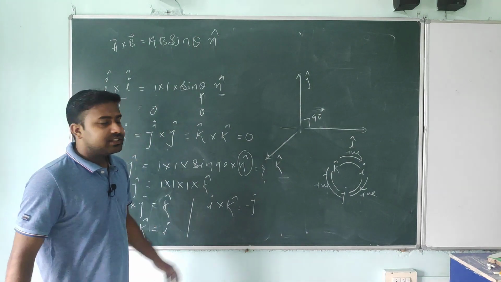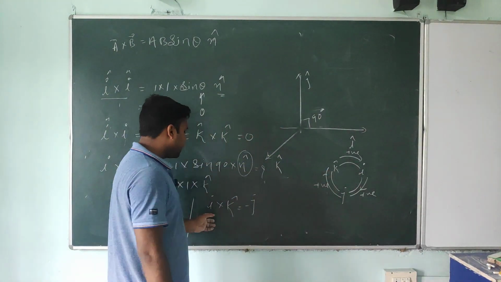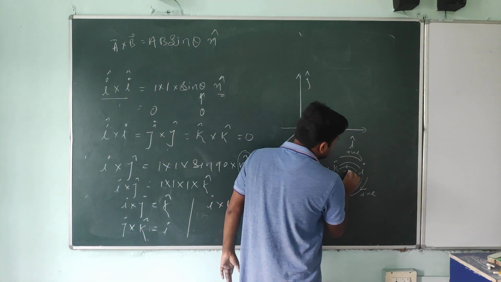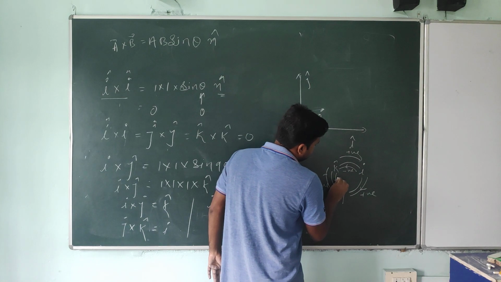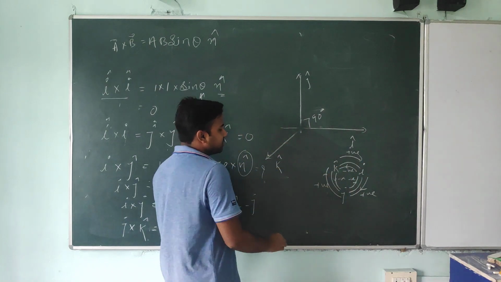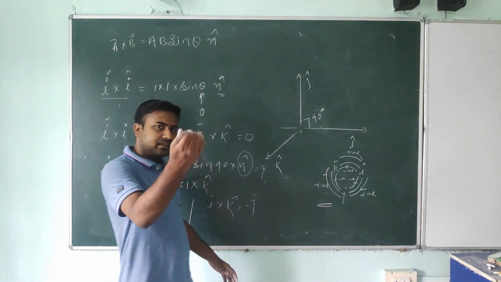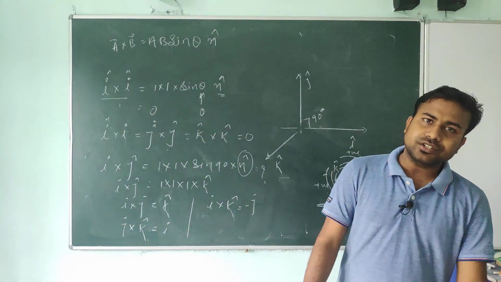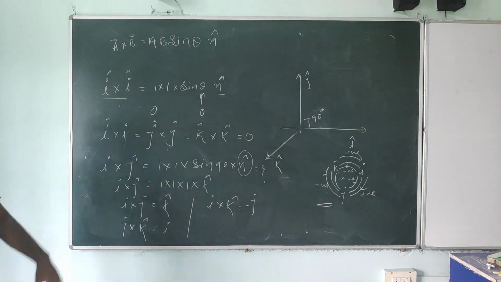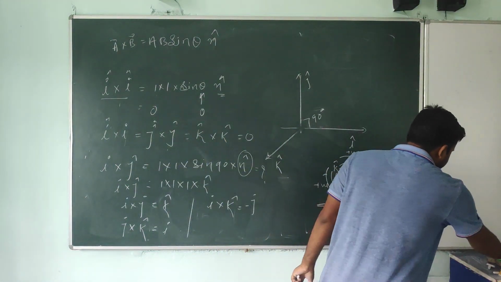Similarly, if you are moving in anti-clockwise direction, i cross k, you are getting minus j. In anti-clockwise, you are getting negative. So now, if you follow this circle, you don't need to take the cross product every time, like using the right hand rule. Okay, student, simple method. Now using this method, you can do the cross product between two unit vectors. Is it or not? Very simple.